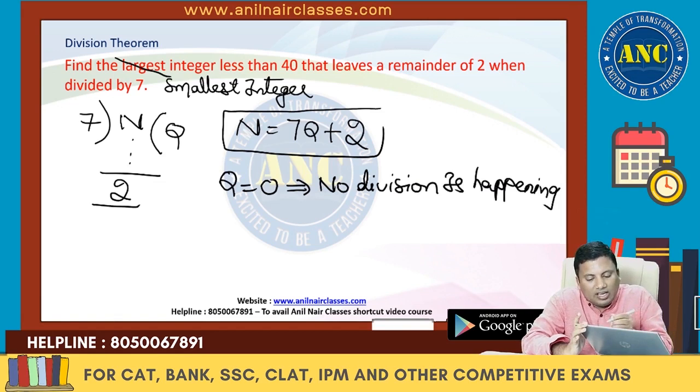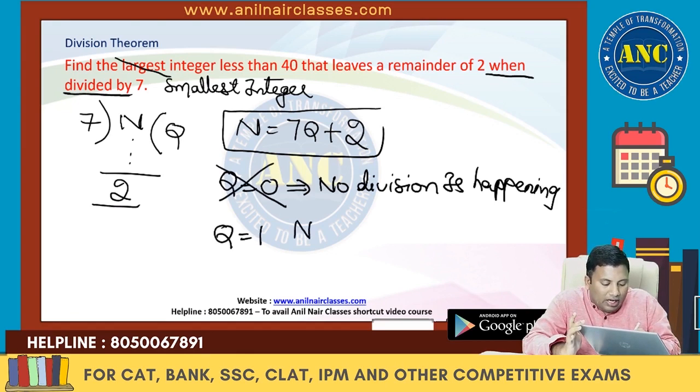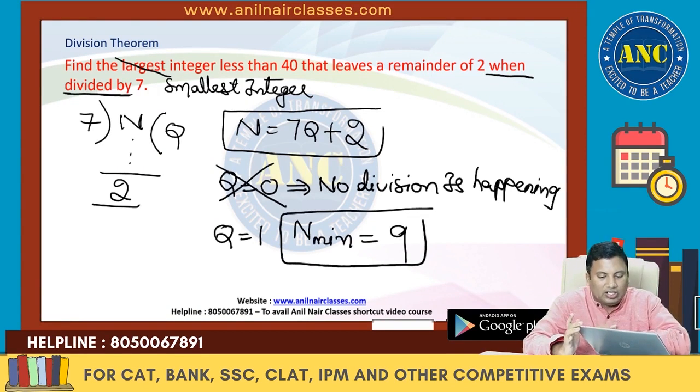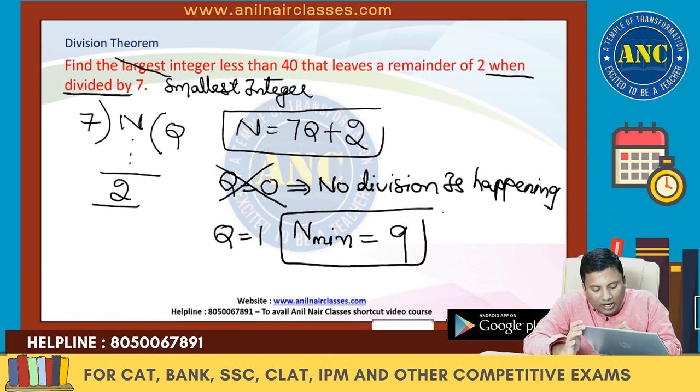Lowest means they will substitute q as 0, but it is clearly mentioned in the question that it is divided by 7. That means division has happened. So q cannot be 0. Q has to be 1. So n minimum value will be 7 plus 2, it is 9. The smallest integer which when divided by 7 gives a remainder 2 is not 0 but 9.